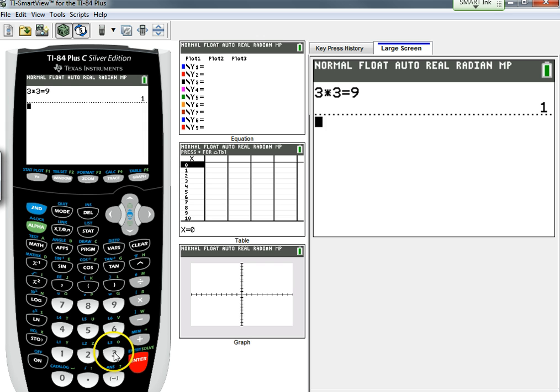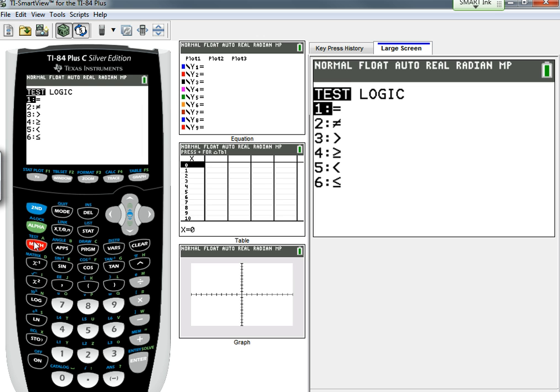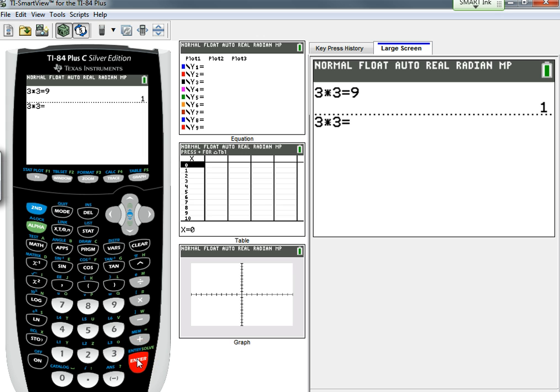Now if I did 3 times 3, oops, I didn't do it, times 3 equals, so test. I wish there was an easier way to get the equal sign. Equals 8, which we know is not true. It doesn't even matter if it's close. If it's not exact, it will pop out a 0, which is false.